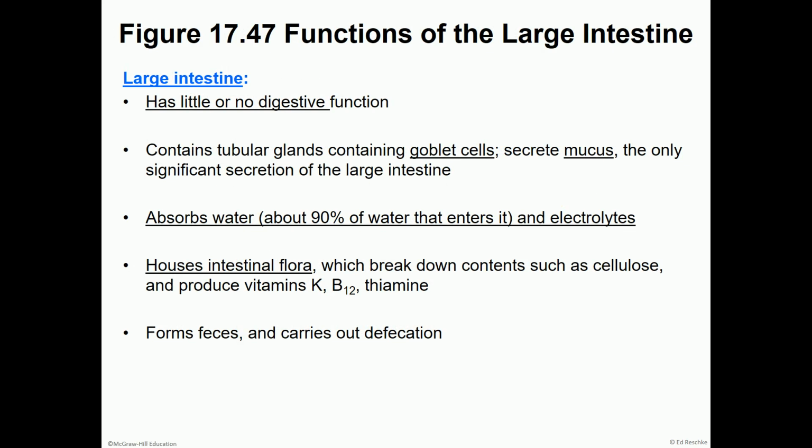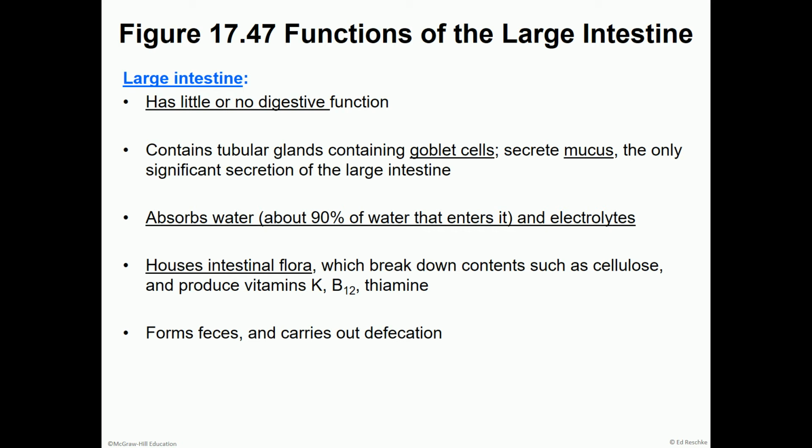The function of the large intestine in relationship to digestion is pretty much zero, very limited to nothing. It does have lots of goblet cells to secrete mucus, and you could imagine that by this point the chyme is pretty hard and we would need mucus in order to move the chyme through the large intestine. It does absorb water, about 90% of water that enters it, along with electrolytes.